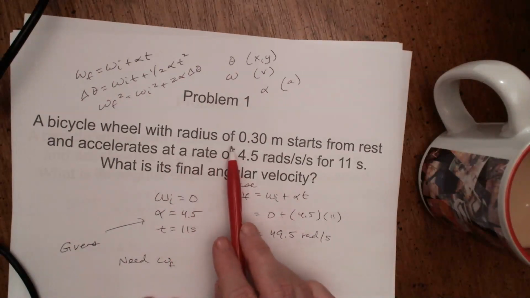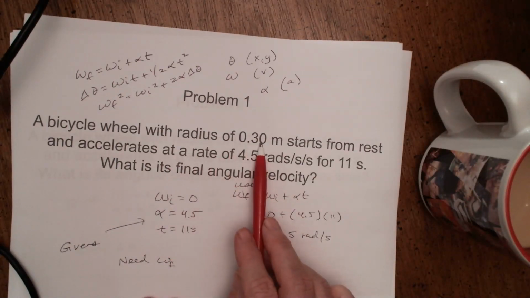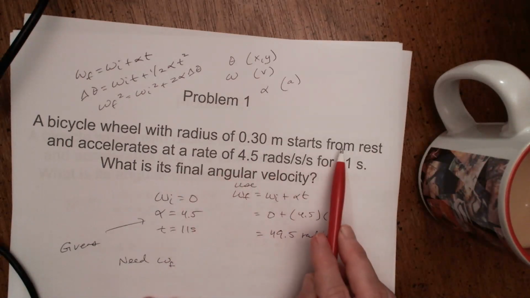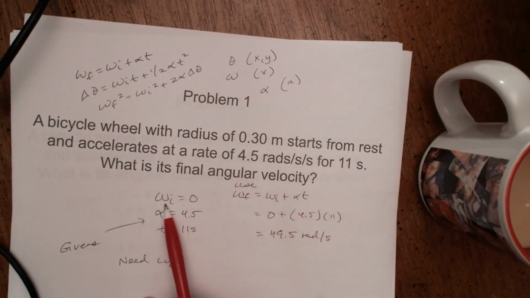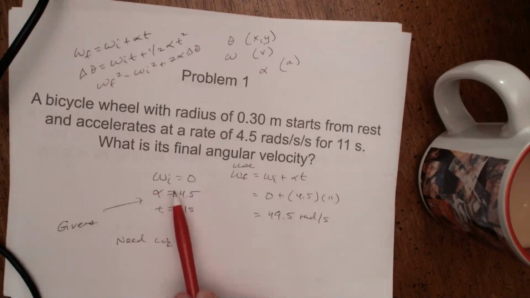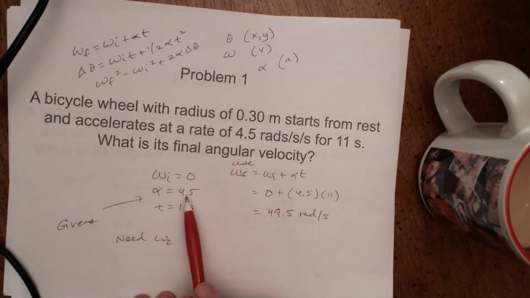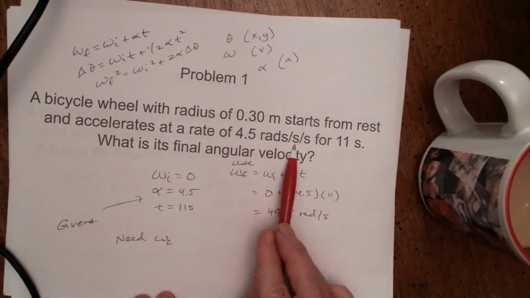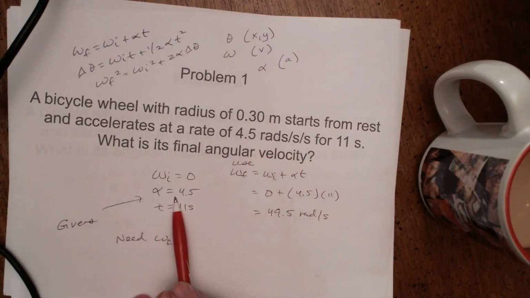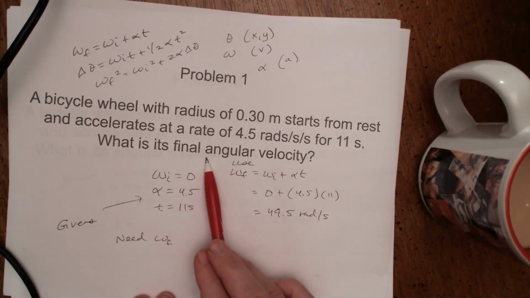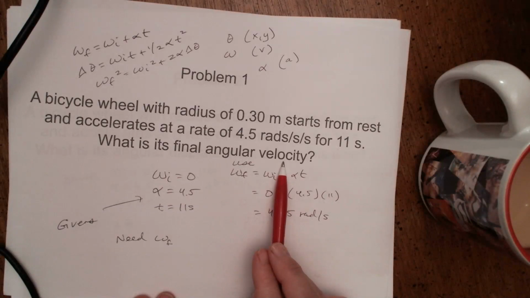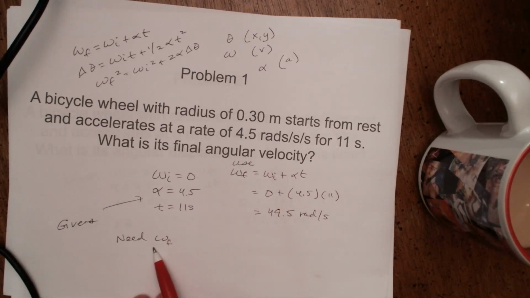Okay, so we got a bicycle wheel. We're given the radius. We're given starts from rest. So that means it's got an initial angular velocity of 0. Accelerates at a rate of 4.5 radians per second squared. So that's my angular acceleration. For 11 seconds, that's my time. What's its final angular velocity? So we need its final.